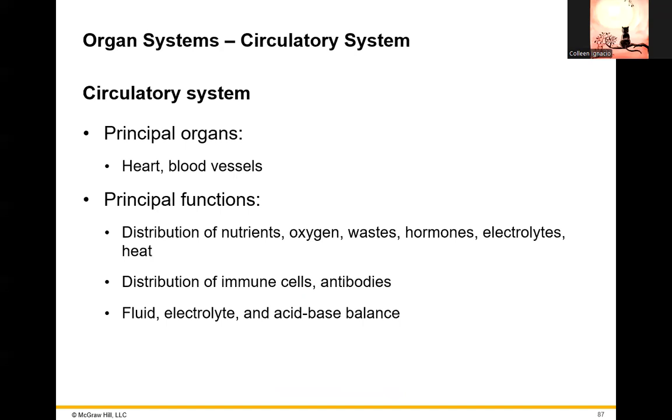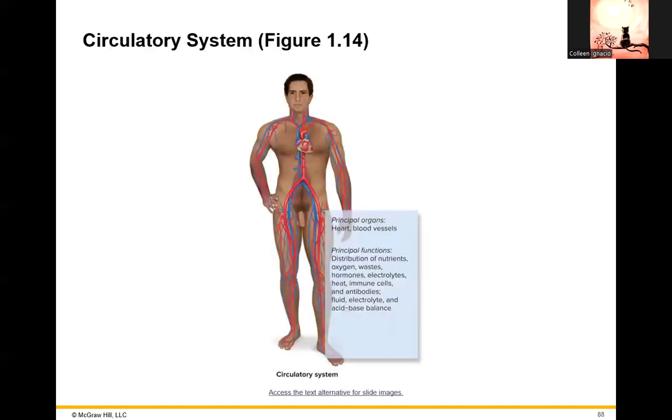Okay. Circulatory system. Sometimes the circulatory system is grouped together with the cardiovascular system. So in this case, when we think circulatory system, we're thinking heart, blood vessels, as well as blood. Okay. So the principal function is to distribute oxygen, nutrients, and remove waste. Also to transport hormones, electrolytes, and heat. So another function of the circulatory system is to distribute immune cells, antibodies, and help with fluid, electrolyte, acid-base balance.